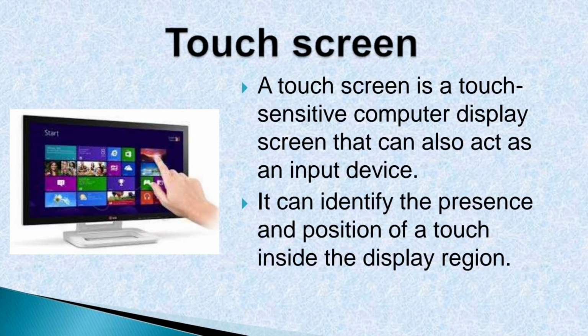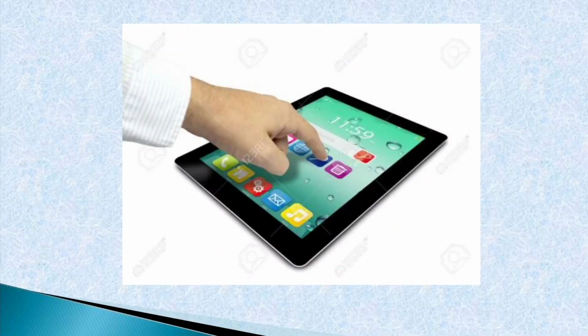Now next technology is touchscreen. A touchscreen is a touch-sensitive computer display screen that can also act as an input device. It can identify the presence and position of touch inside the display region. So the touchscreens are easy to use and are often found in public places such as ATMs, ticket collection terminals, and airports. We are also using touchscreen cell phones and tablets in our routine life.